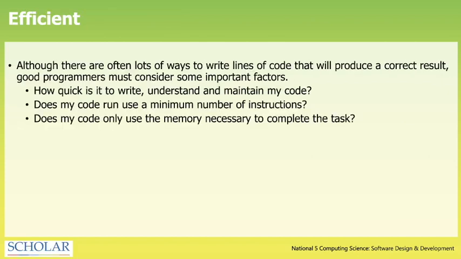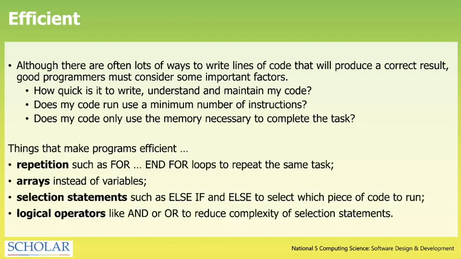Efficiency is all about making sure the code within your program is as efficient as it can be. So how quick is it to write, understand and update your code? Does it run with the minimum number of instructions, and is it easy on the amount of memory that it uses? So things that we can do to make our program more efficient is we can use repetition. We can use arrays instead of variables. We can use select statements such as else if or else as opposed to multiple if statements. And we can use the logical operators and or to reduce the complexity of our selection statements.